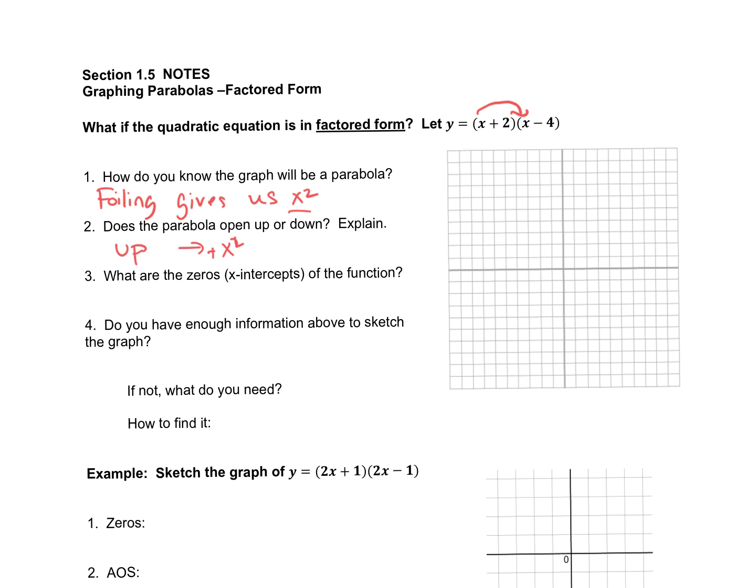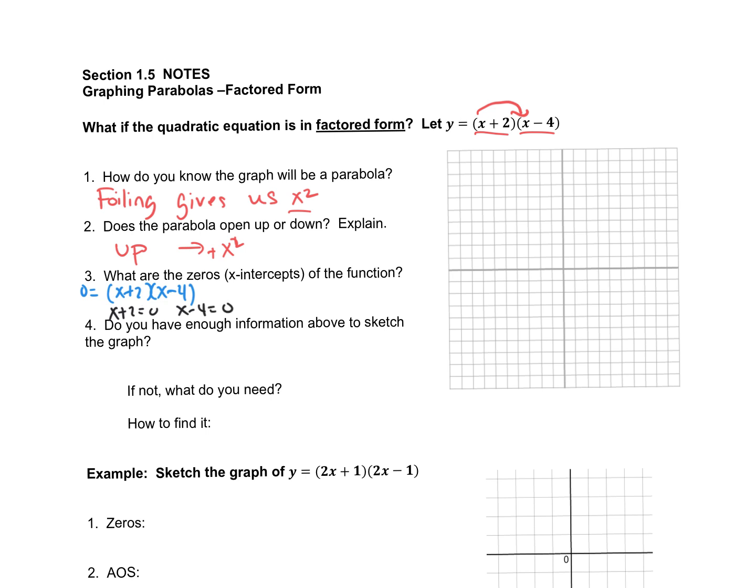Okay, so what are the zeros? The x-intercepts of the function. When we're in factored form, if we set y equals 0, then we get to set those two factors to 0 and solve for x, and that'll give us our x-intercepts. So 0 equals x plus 2 times x minus 4. Now I'm just going to set what makes those 0. Let me write this in different colors so you can see it better. Set x plus 2 equals 0, x minus 4 equals 0.